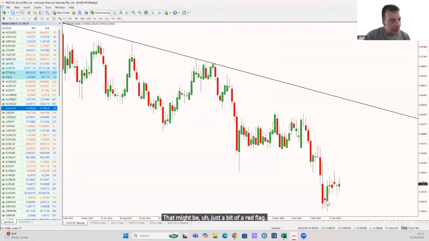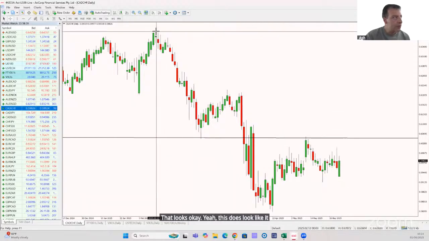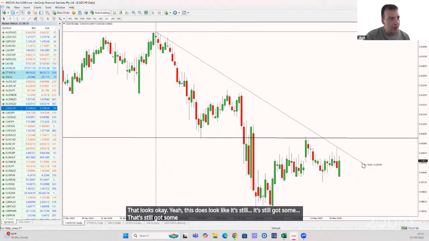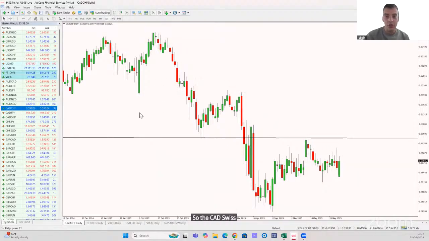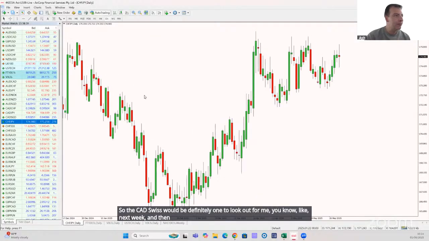Now the weekly is actually under resistance, so that looks okay. Yeah, this does look like that's still got some downward pressure. So the CAD Swiss would be definitely one to look at for me, like next week, and then finally the Swiss yen.